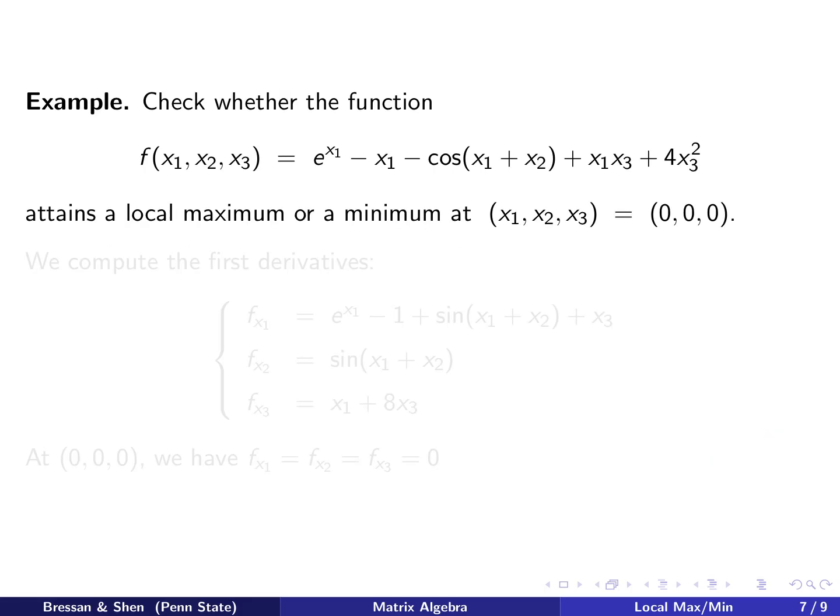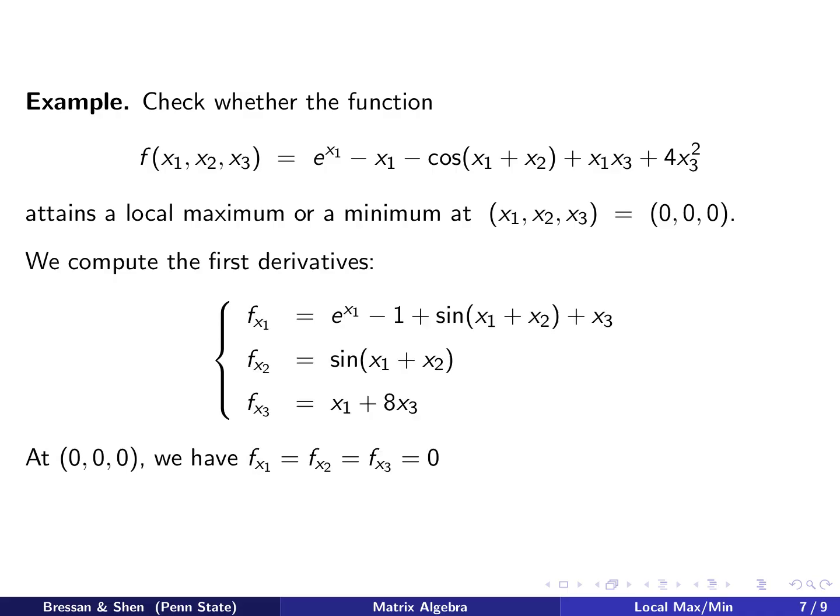Let's take an example. We have a function f depending on x1, x2, and x3, which is written as follows: some exponential part, cosine part, and polynomial part. And we want to check whether this function has a local maximum or a minimum at the origin, where all the x1, x2, x3 are 0. So we see that we have to test 2 things. One is the first derivative, and the second one is the second derivative.